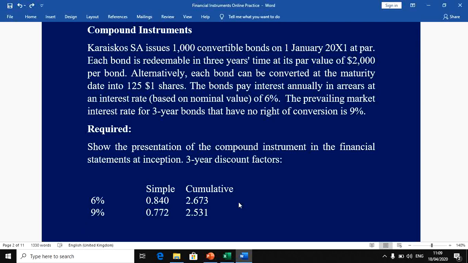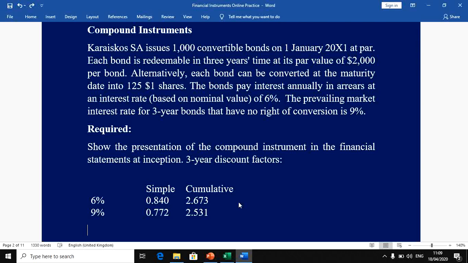All right, that is a reduced rate for the reason that there is an option to convert, and therefore these instruments carry lower risk. The prevailing market interest rate for 3-year bonds that have no right of conversion is 9% required. Show the presentation of the compound instrument in the financial statements at inception. Simple, at inception. The 3-year discount factors have been used.